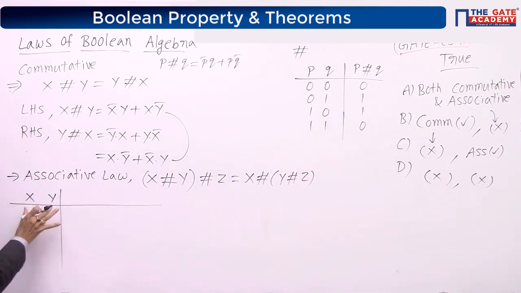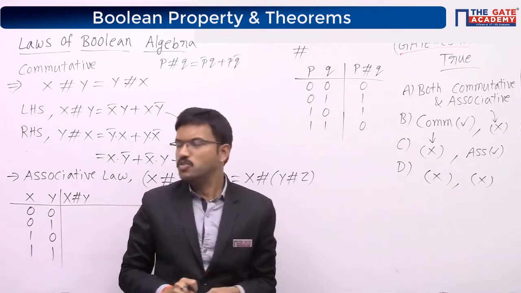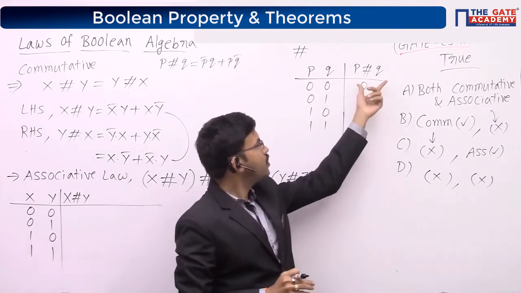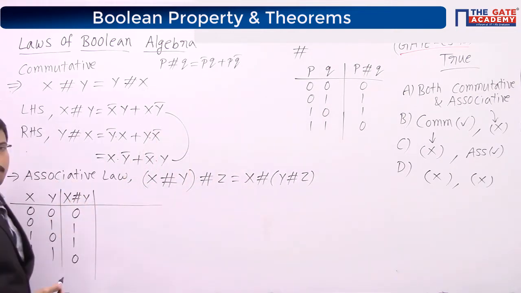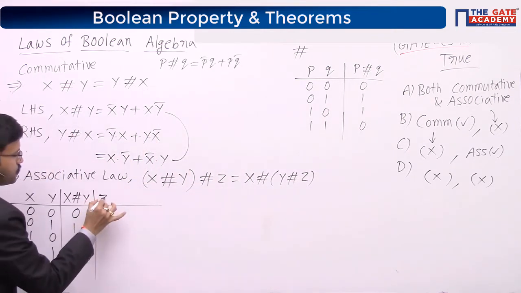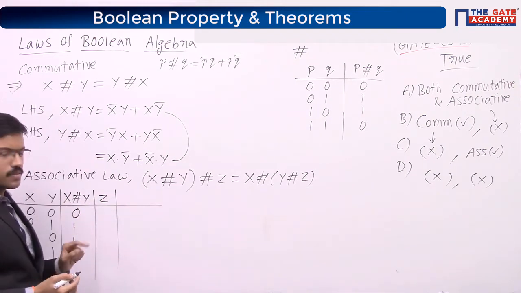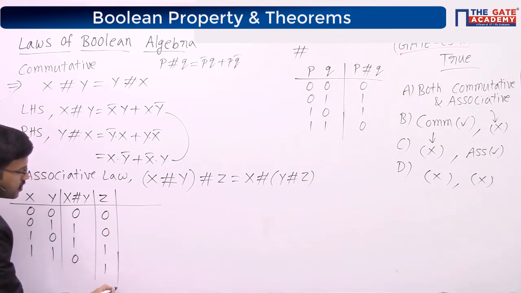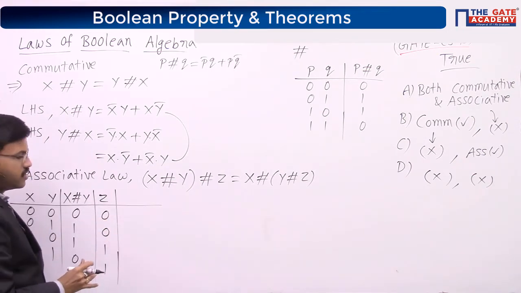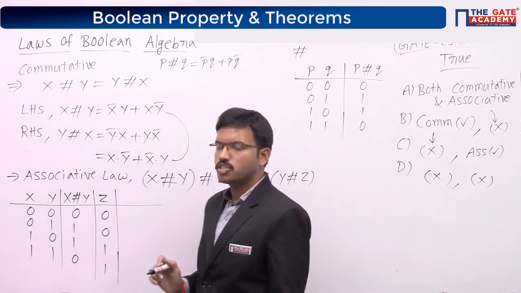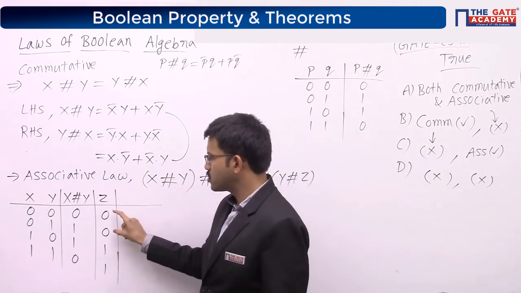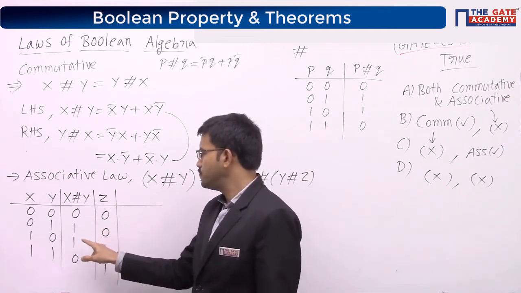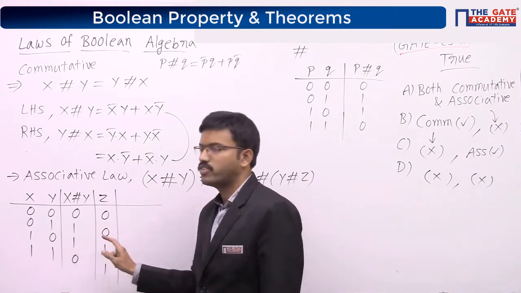I am considering the first two variables x, y: 0, 0, 0, 1, 1, 0, 1, 1. Here in the place of p and q, consider x and y. Output will be 0, 1, 1, 0. Now I will consider the z variable. You can consider anything. For the time being, I will consider two zeros and two 1s, so that I get all four combinations. You can assume any values, there is no issue. Here 0, 0, 0, 1, 1, 0, 1, 1.